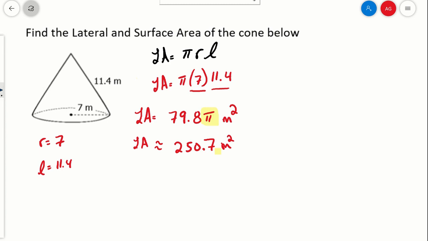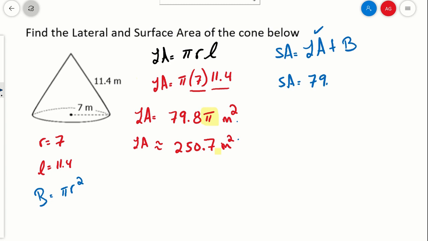So the second thing we've got to find is my total surface area, or just surface area. And remember, surface area is just my lateral area, which I found to be one of those two, plus area of the base. So area of the base, remember, is just pi radius squared, which in this case I know radius is 7. And so I'm going to do it with pi, so find the exact answer.